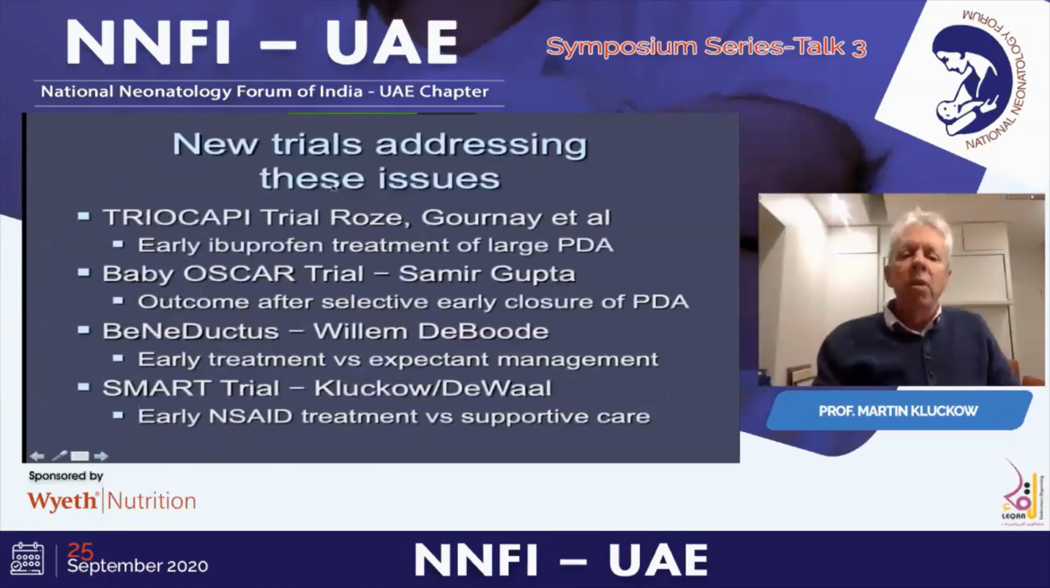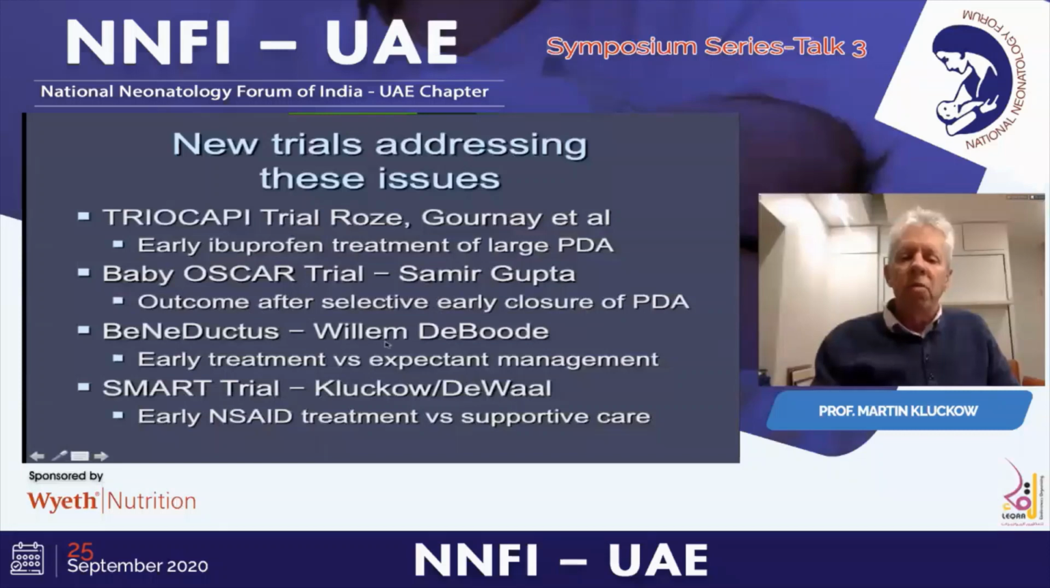So there are trials trying to look into some of these new ways of assessing the PDA, and these are four that I'm aware of: the Trio Carpi French trial, early ibuprofen treatment in selected babies with large PDA. The abstract of this was to be presented at the 2020 PAS, but of course with the cancellation, it was actually presented online. The Baby Oscar trial from the UK, Samir Gupta, selective early closure of PDA, still underway.